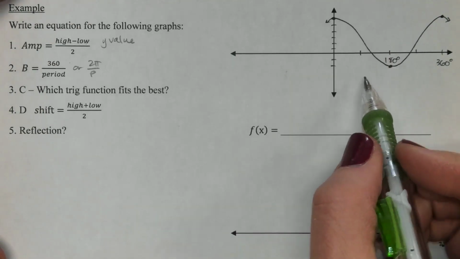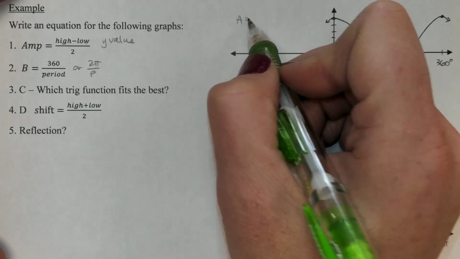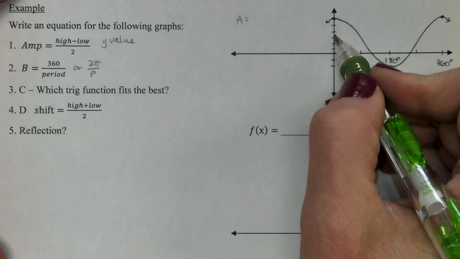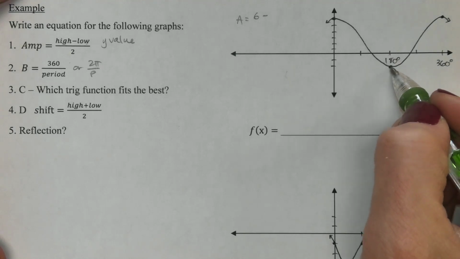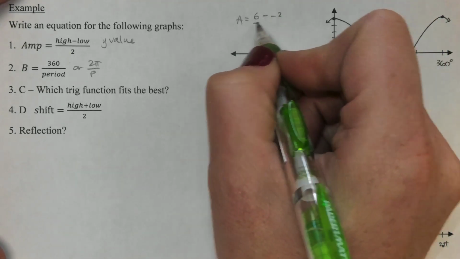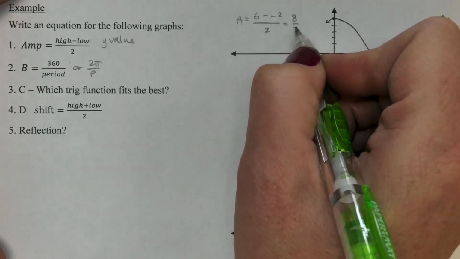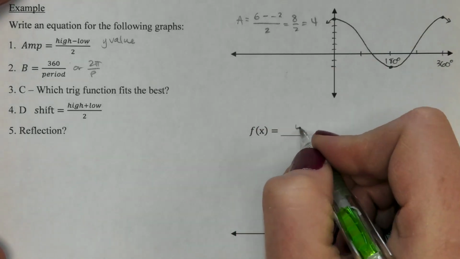So this first one, I'm going to do amplitude first. So amplitude is going to be my highest value, which is 1, 2, 3, 4, 5, 6. That's my highest. I'm going to subtract my lowest, which looks like it's at negative 2. I'm going to divide by 2, so I've got 8 over 2, which means my amplitude is 4.